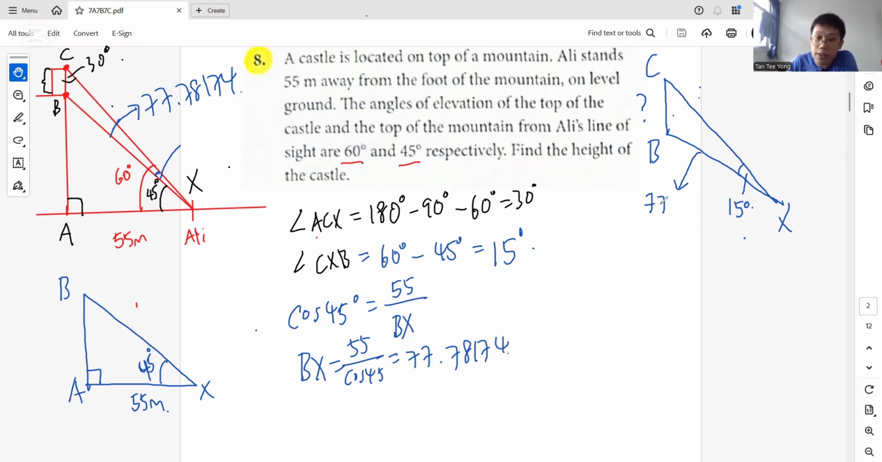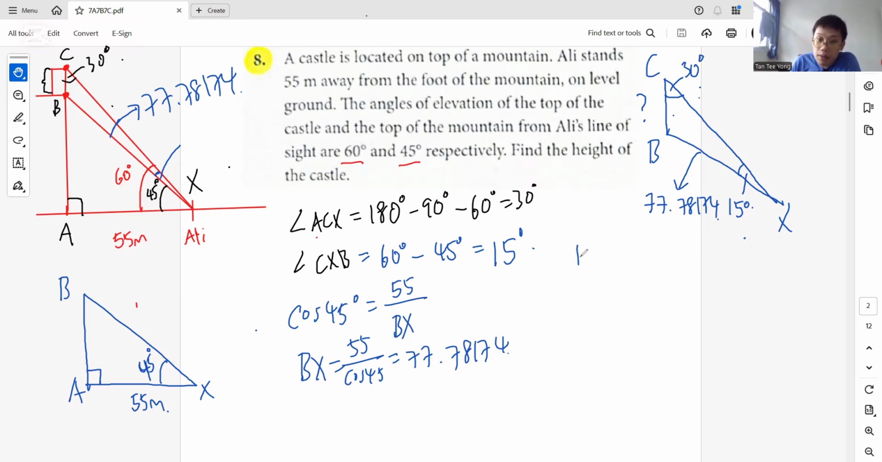So this is 77.78174. Okay, yeah. Then now we need to find the BC. Okay, so how do we find BC? We can use sine rule. Oh yeah, we also found out that the angle ACX is 30 degrees. So with this we can use sine rule already.